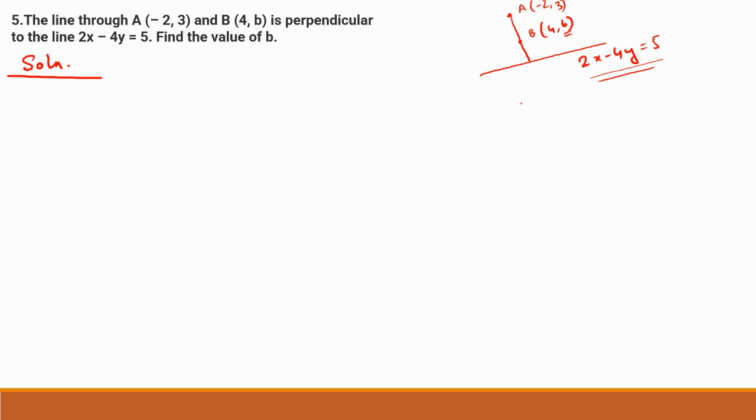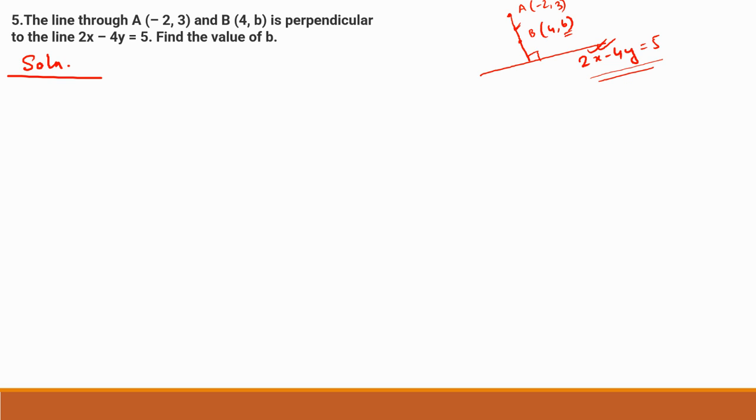All right, so it's a simple problem, right? You have to find the slope of this line. First find the slope of this line, then find the slope of the other line. Multiply them, they should give us minus 1. As I already discussed in the summary, for two lines which are perpendicular to each other, when their slopes are multiplied, the result is minus 1.